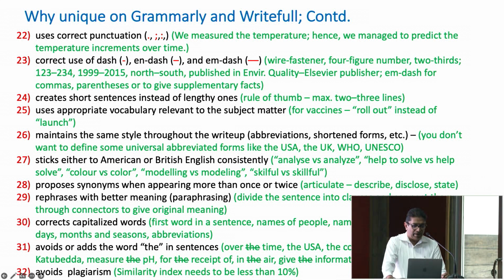27, stick either to American or British English consistently. Always analyse with S is British, analyze with Z is American. And when you say help to solve, British, help solve, American. Colour versus color, the U is missing in American, but in British, U is there. Modelling, double L for British, one L for Americans. Skilful, only one L for British. Skillful, double L for American. You cannot mix it up.